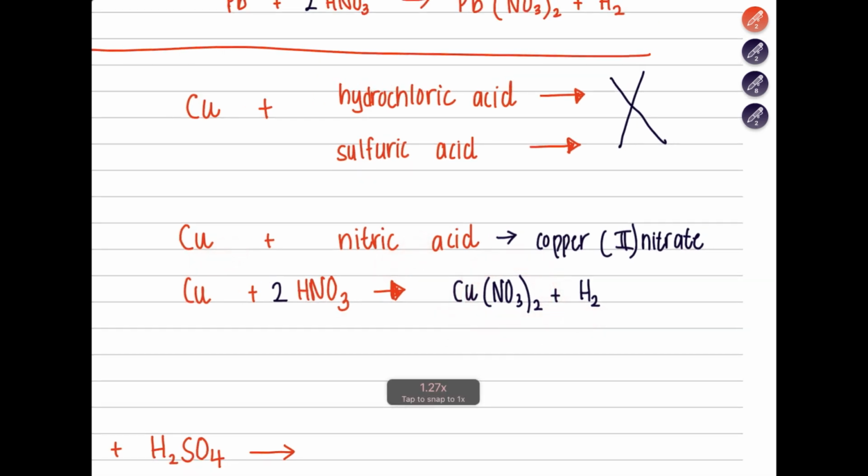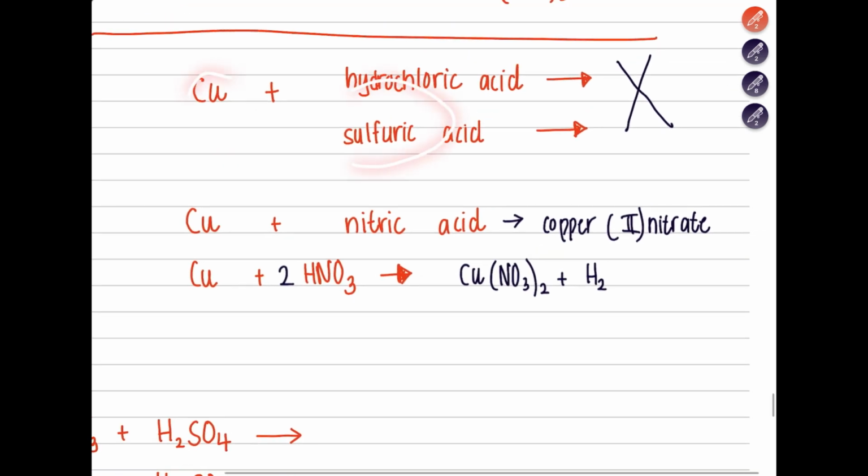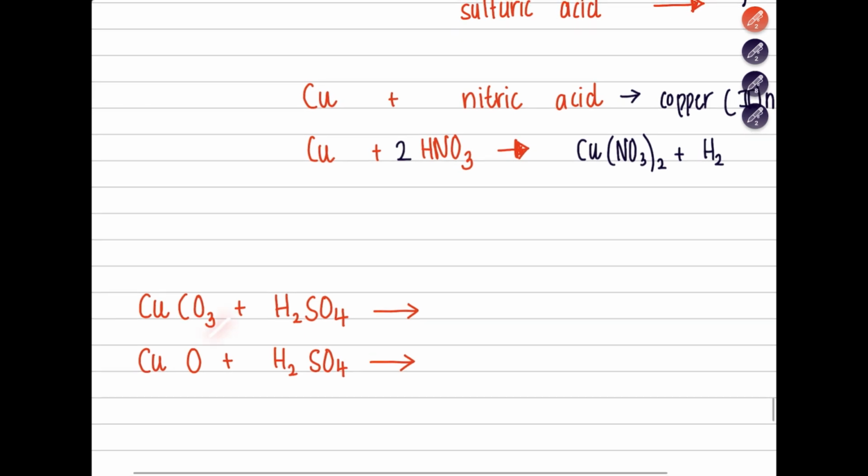Now, we just said that copper does not react with sulfuric acid. What happens if we want copper sulfate? We can't directly react sulfuric acid with copper, but we can react it with compounds of copper, for example, copper carbonate and copper oxide. These will react with sulfuric acid to give us copper sulfate. Can you try to balance these and write the products?